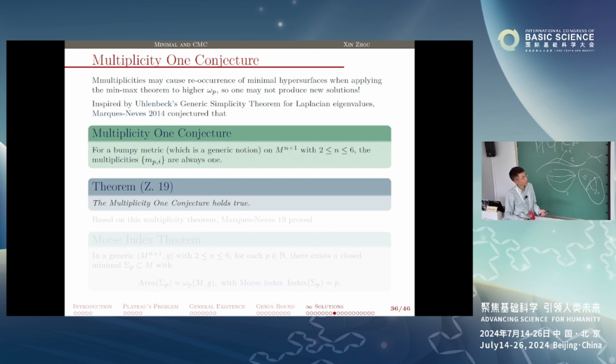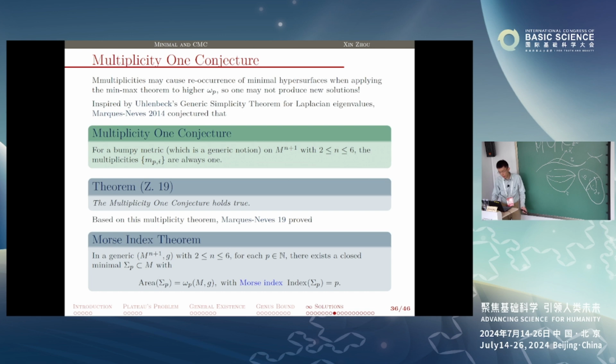The Marques-Neves conjecture is that in this world, for a generic metric, the multiplicities should always be 1, which I confirmed a couple of years ago. And this, combined with the Marques-Neves work on Morse index, gives a very interesting Morse theory for the area functional. Indeed, in these dimensions for each integer p, there exists a closed minimal hypersurface whose area equals the spectrum and whose Morse index is exactly given by p. So generically, we can not only produce infinitely many solutions, but we can list them by their index.